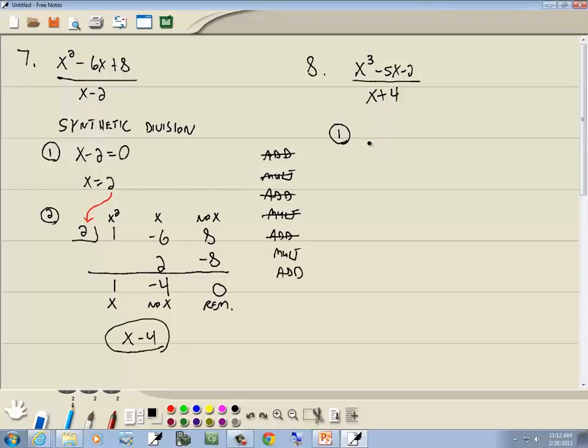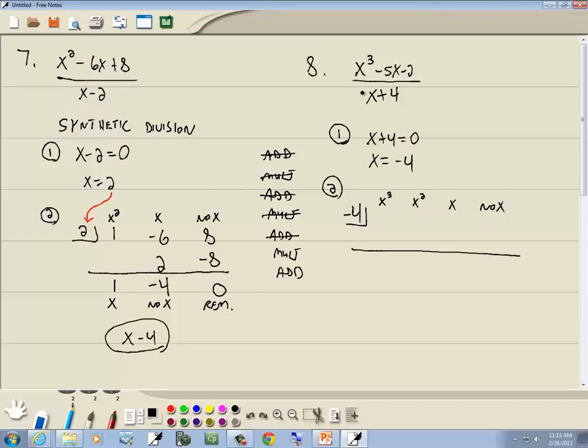Okay, we're going to take what we're dividing by, the x plus 4, and set it equal to 0 and solve. So take the 4 over and we get negative 4. Step 2, we want to put that negative 4 in a box in the upper left-hand corner. Now our largest power is x to the third. So real small here, I'm going to write x to the third, x squared, x, and no x. And I know that's kind of small, you probably can't see it. But x to the third, x squared, x, no x.